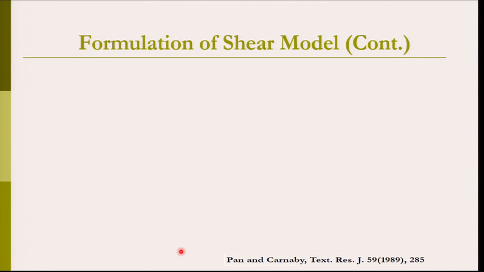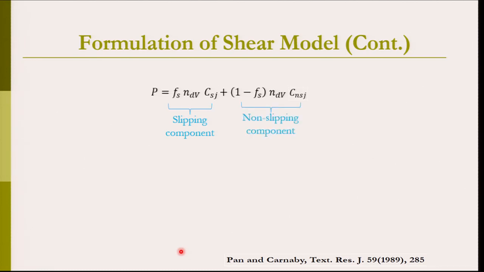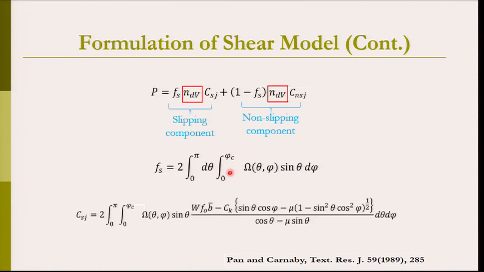So, again similar to the compression model, we can say that shear stress can be transferred to the slipping and non-slipping contacts, like we have shown earlier for the compression model. But here the fraction of slippage contacts would depend upon the critical in-plane orientation angle of these fibers rather than the out-of-plane orientation angle which was considered for the compression model.